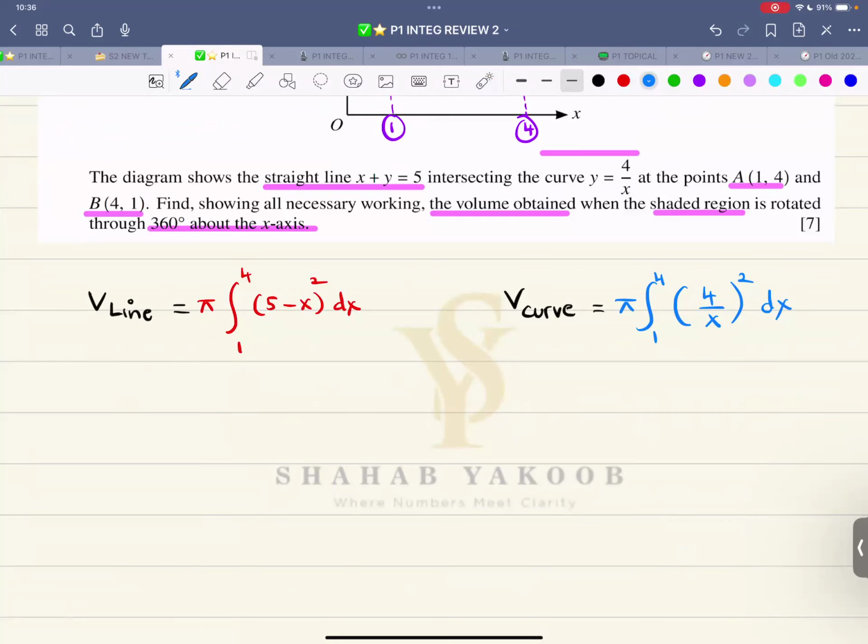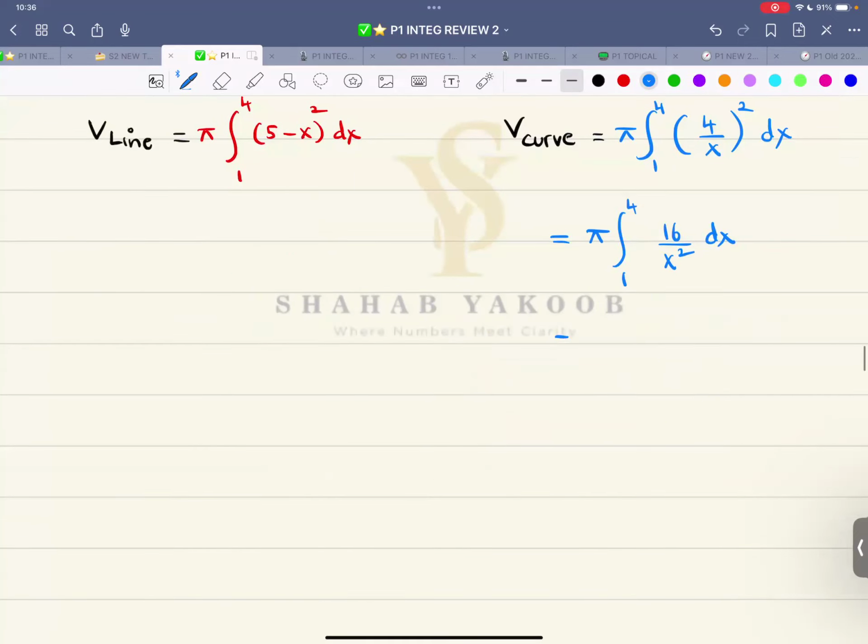So let me start with the blue thing. That is pi, limits 1 and 4, this is 16, this is x squared dx. And then this is pi. Let me also take the 16 on the outside. So 16 pi, limits 1 and 4.